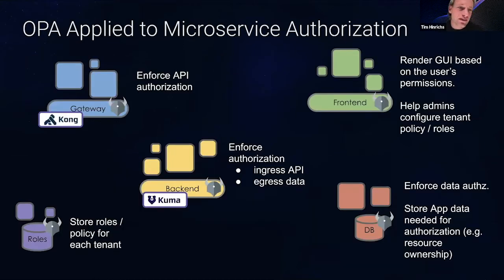Now, if we take a step back, what we've seen and focused on for the last little bit is how we can implement authorization at the backend microservice level. And that was great. But if you remember, authorization is something that many of the different components within the application care about. And so, at the gateway level, maybe you're using Kong as the gateway.